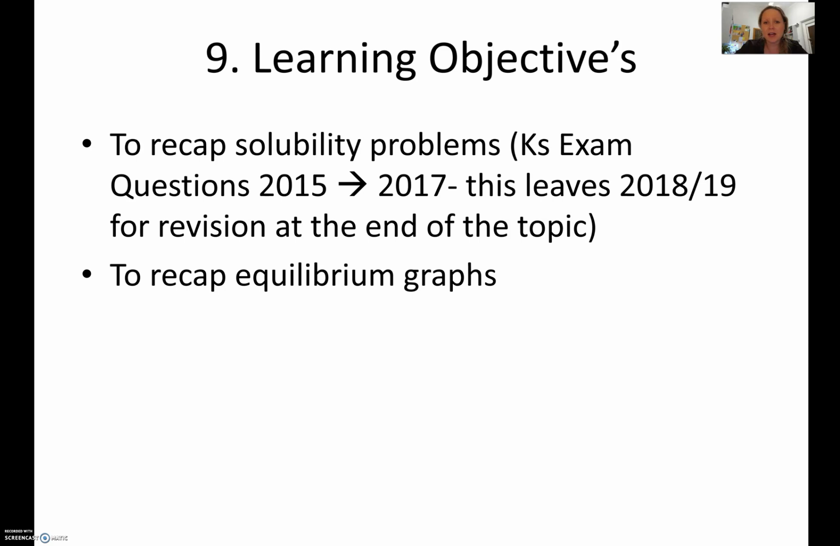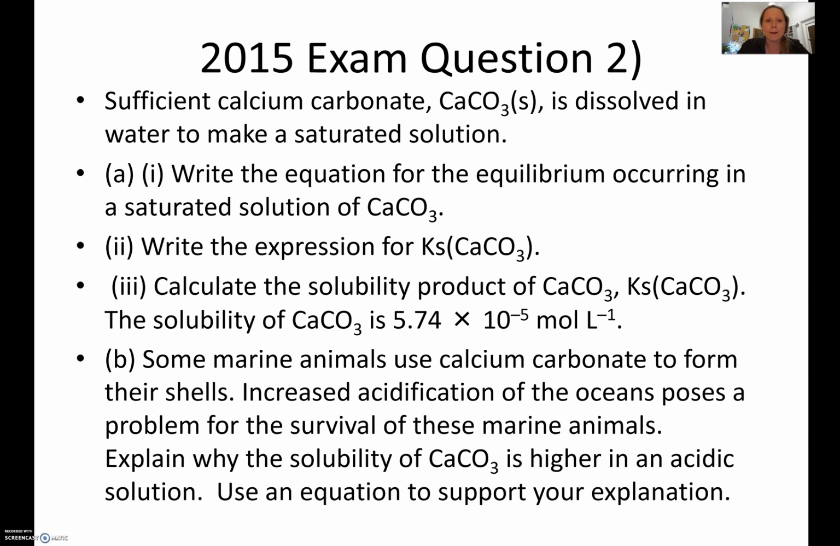This is Lesson 9. This is the last lesson on KS. So the learning objectives for today are to recap solubility problems. And so what we're actually going to do is do exam questions 2015 to 2017. And I'll leave 2018 and 19 for you to do for homework. We're also going to recap equilibrium graphs, but I'm not going to do that in this video because it's not essential for your understanding. It's a little bit of bonus for the kids who are doing kind of scholarship.